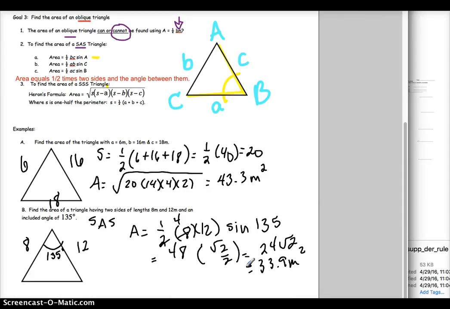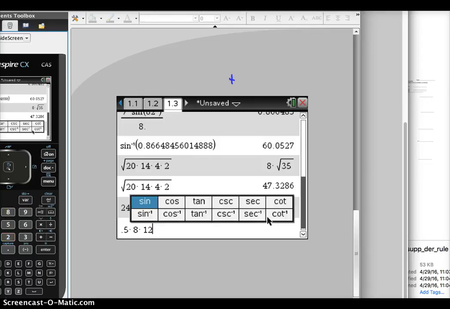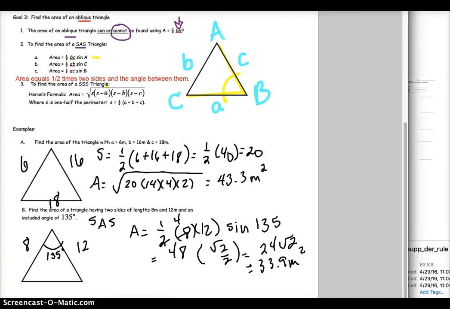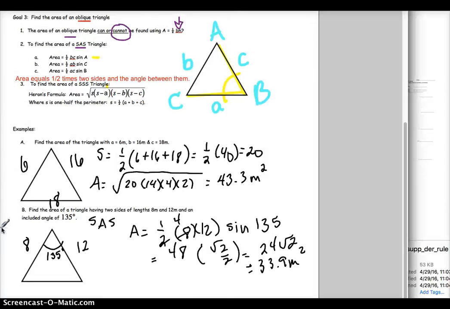Now, if you want to double check that by typing the entire equation into your calculator, I'm happy to do that. So let's check that. 0.5 times 8 times 12 times the sine of 135 degrees. And you double check 0.5 times 8 times 12, sine of 135. Yes, and we still get 33.9, or approximately 34 for our area.